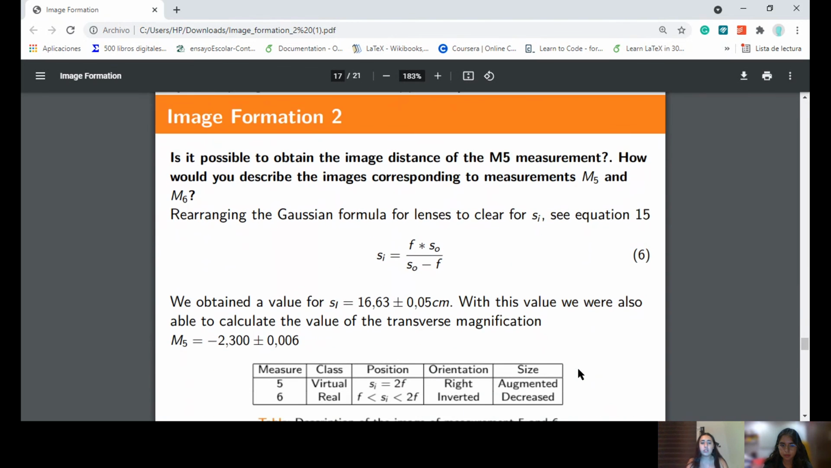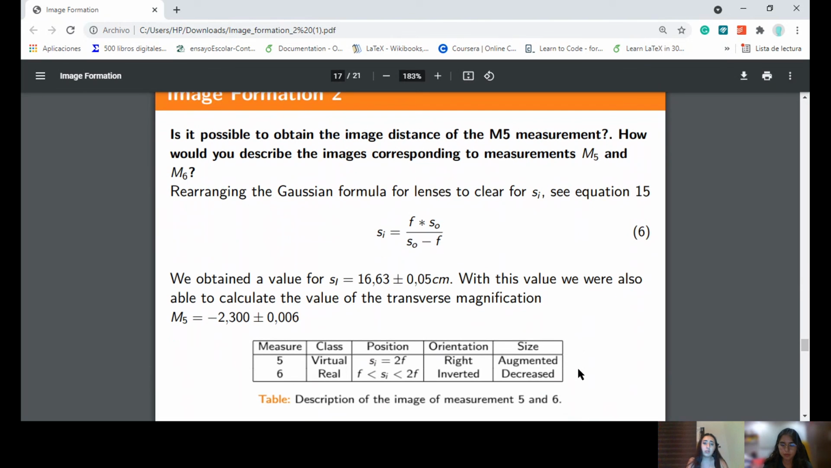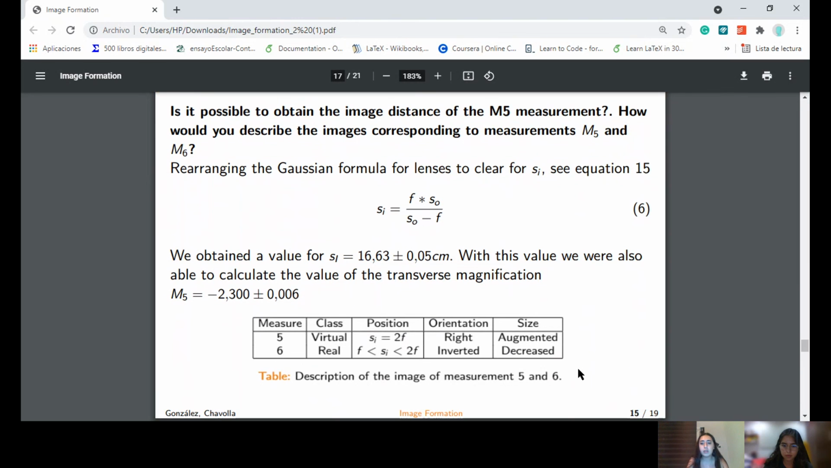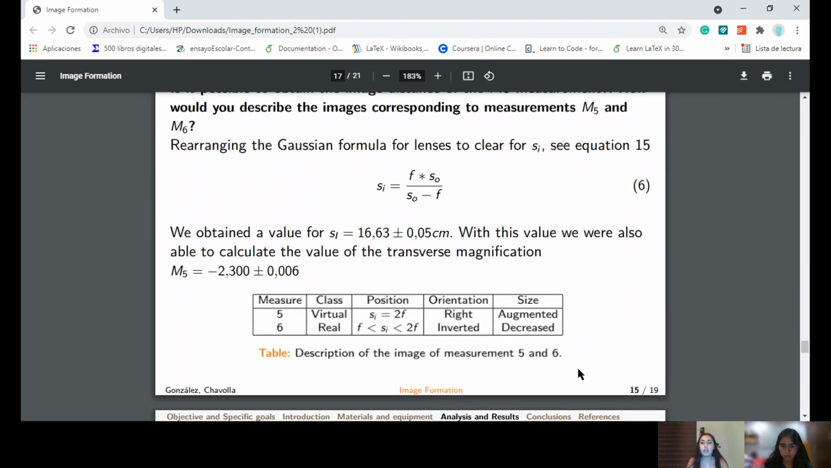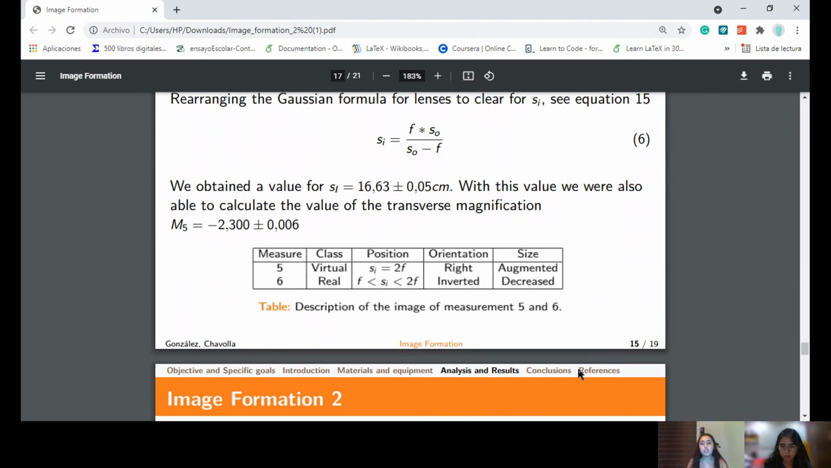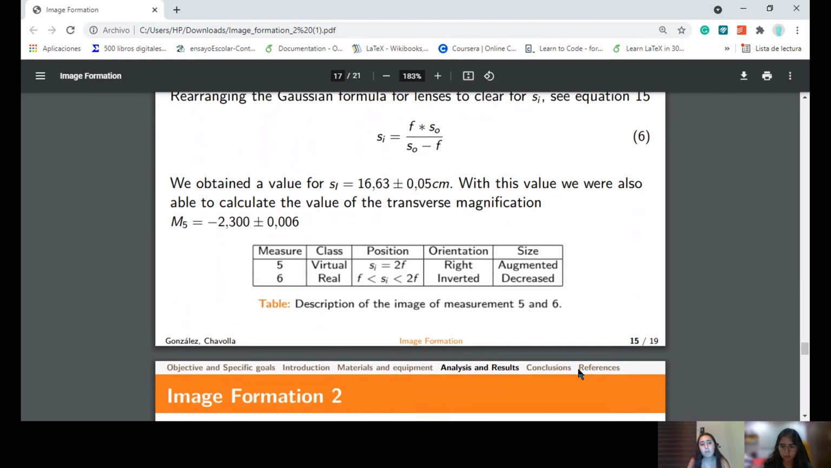Later, we answered the questions in the manufacturer's manual. Is it possible to obtain a measurement for M5, and how do we classify it? Yes, we rearranged the Gaussian formula for lenses and we cleared it for SI, as we can see in equation 6, and we obtained a value of 16.63 plus minus 0.5, and with this value we were also able to calculate the value of the transverse magnification, which gave us minus 2.3, and we classified both M5 and M6, as we can see, depending on its class, position, orientation, and relative size.